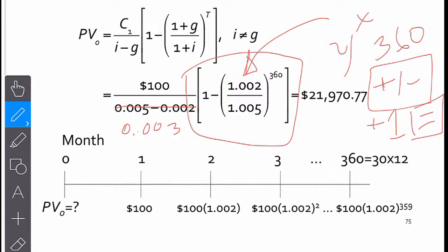Begin in the brackets, so inside. 1.002 divided by 1.005 equals. Then use the power y to the x, 360. Do you have to say equals? I'm going to double check.